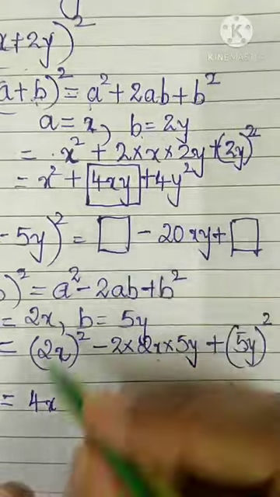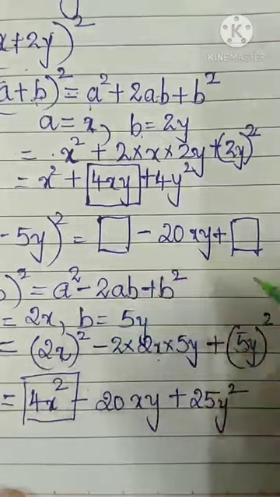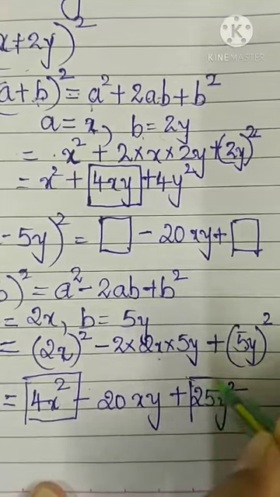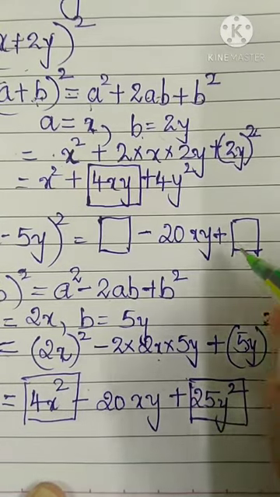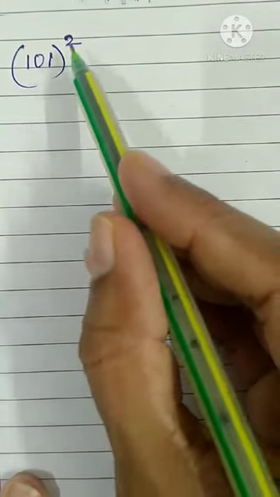Now where you have box? Here. So in the first box we will have 4x square, and then in the second box, the third term will be 25y square. Isn't it easy? Now the third sum we have 101 square.